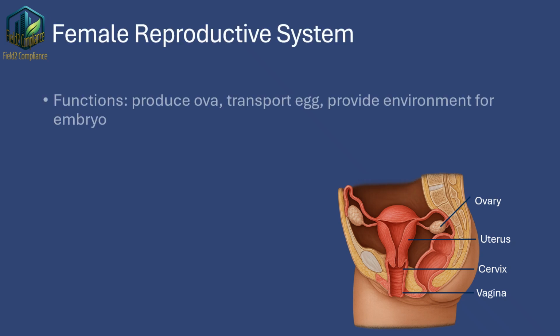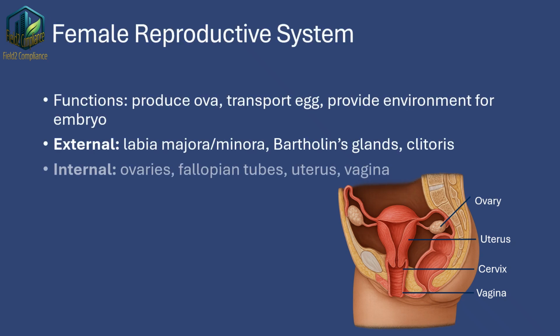The female reproductive system produces eggs, transports them, and supports embryo development. External structures include the labia majora and minora, Bartholin's glands, and clitoris. Internal organs include the ovaries, fallopian tubes, uterus, and vagina. Hormones like estrogen and progesterone regulate egg production and the menstrual cycle.